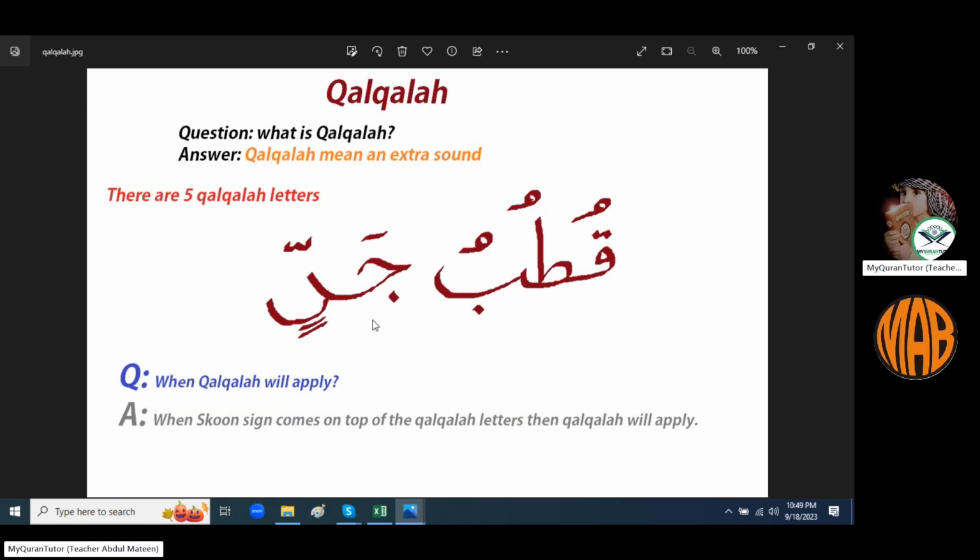We pronounce the extra sound when a sukoon sign comes on top of any of these qalqala letters. On any of these letters, if the sukoon sign comes, what will we do? We will do qalqala. Hopefully you understood this one.